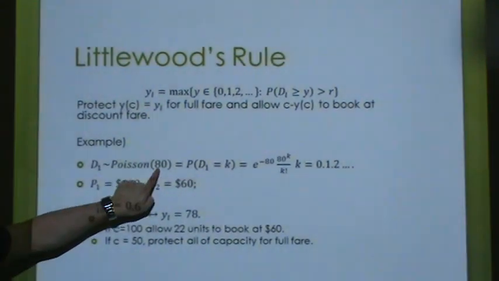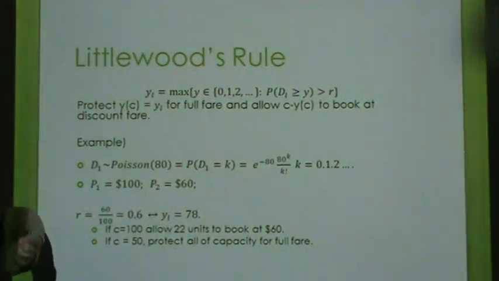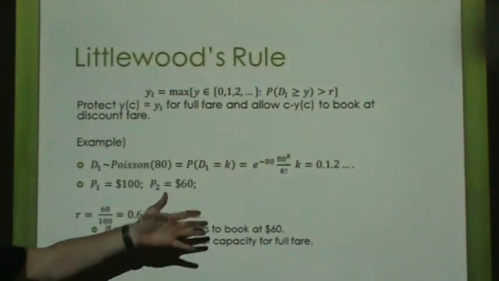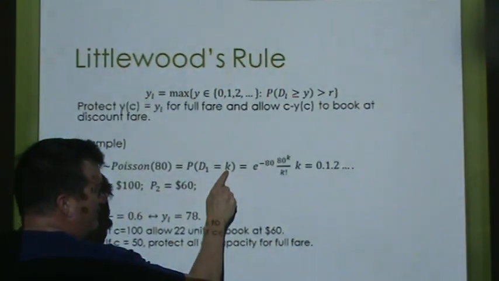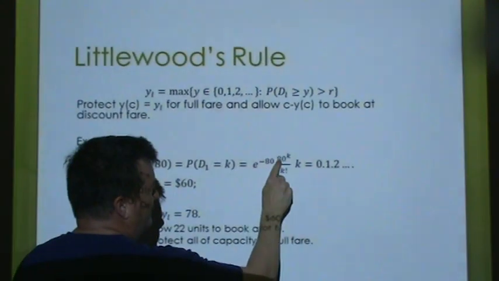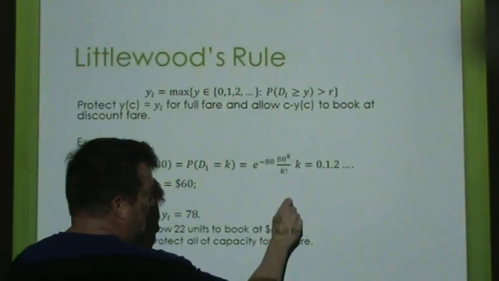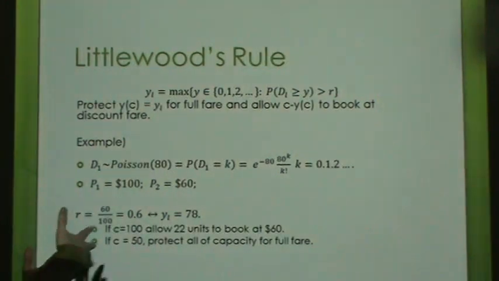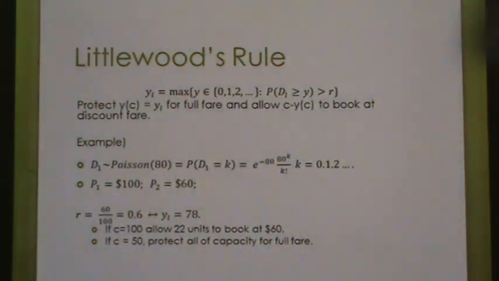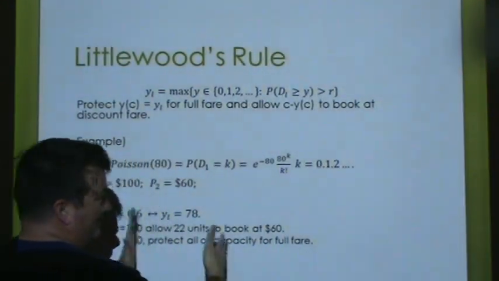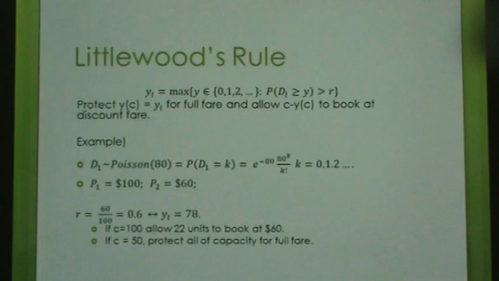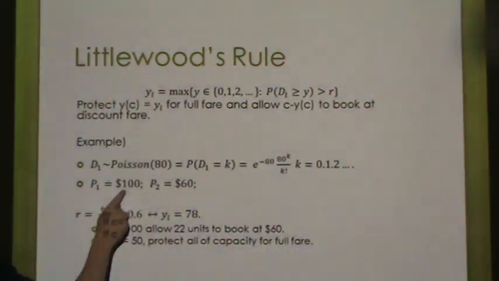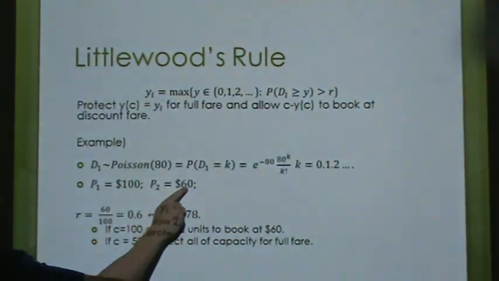Since the average is 80, we could ask what is the probability that exactly 75 people will show up. The probability that D1 equals exactly 75 would be e to the negative 80 times 80 raised to the 75 divided by 75 factorial, and that comes out to some pretty small number. But then we could add up the probability that it's anywhere from 0 up to 80, and so on.